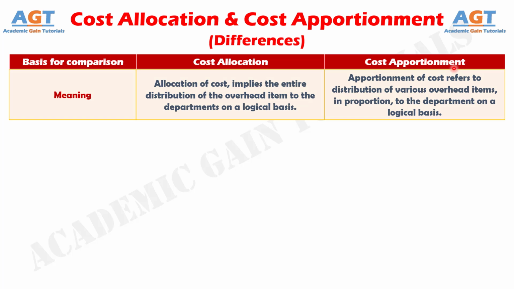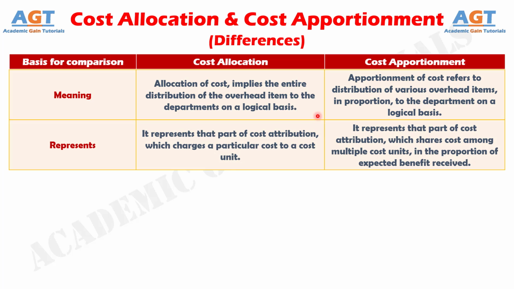Difference number 1. Allocation of cost means a process in which the entire amount of overhead is charged to a specific cost center. On the contrary, apportionment of cost can be understood as the distribution of proportions of cost items to the cost unit, that is, product or service or the cost center.